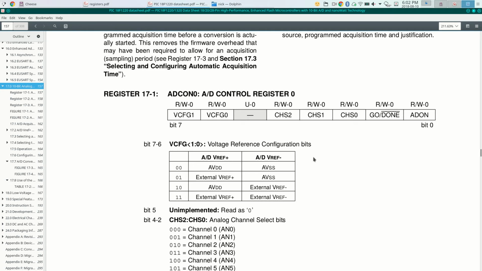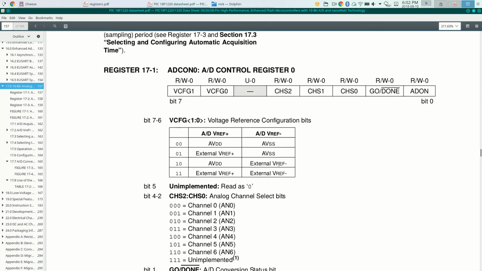Bit 5 is not used. Bits 4 through 2 are used to select which of 7 channels we want to convert. So there's 7 analog input pins, and we can have 7 different analog voltage sources connected to each of those 7 pins, and we can choose which one of those we want to pay attention to and convert to a digital number. So these 3 bits, channel select 2, 1, and 0, choose one of those 7 channels.